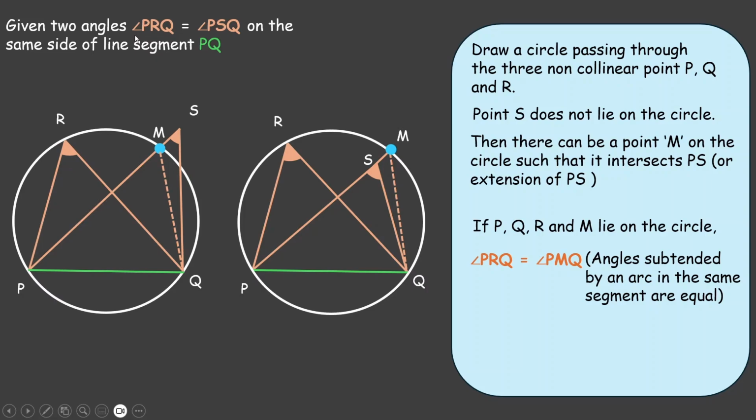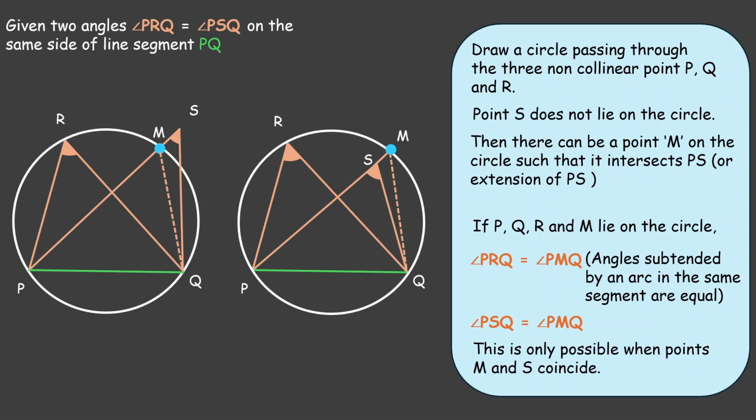But we started with this. This was what was given. PRQ is actually equal to PSQ. And over here, we have seen that PRQ is equal to PMQ. So both of these angles are equal. Angle PSQ is equal to angle PMQ. That is, this angle is equal to this angle, which is only possible if the 2 points M and S coincide. That means these two are actually the same point. So point S lies here on the circle. That means P, Q, S and R are concyclic.